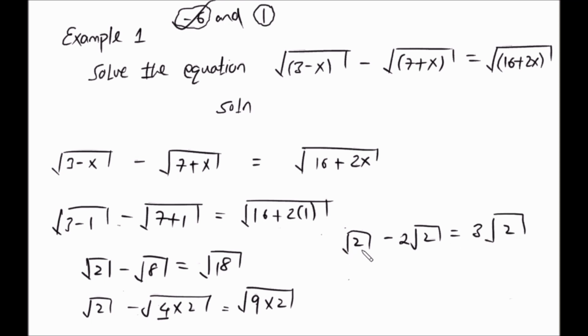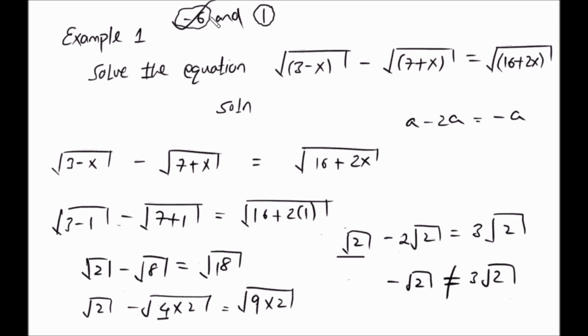So ona square root of 2 minus 2 square root of 2 hii sasa na useme tu a minus 2a, kwa hiyo ni negative a. Kwa hapa itakuwa ni negative the square root of 2. Lakini huku ni 3 times the square root of 2. You can see these two are not equal. So hii 1 it does not satisfy swali.